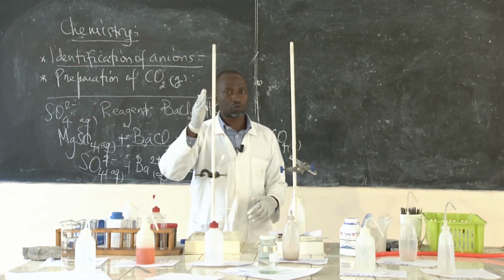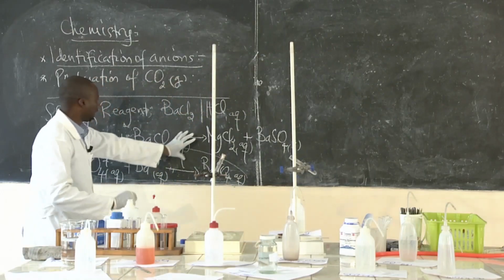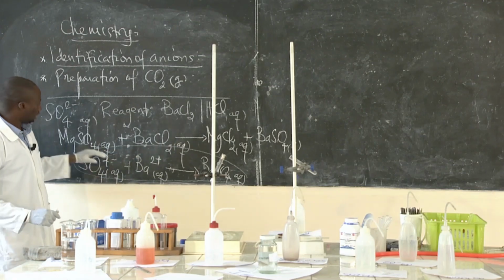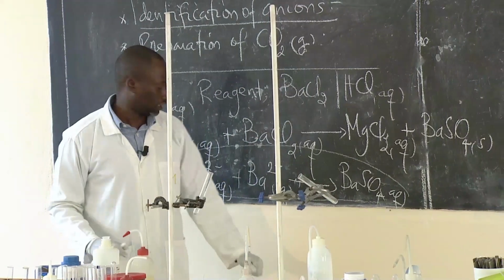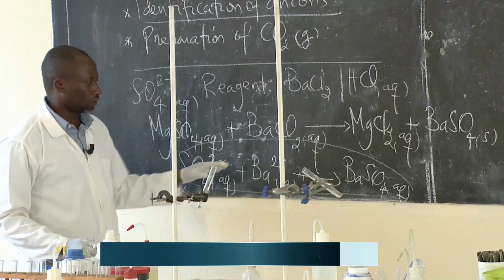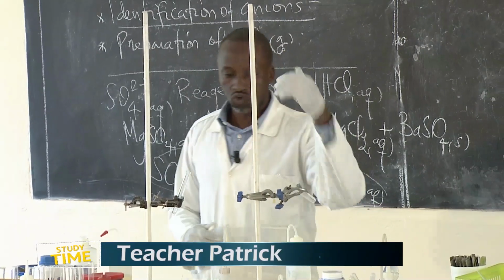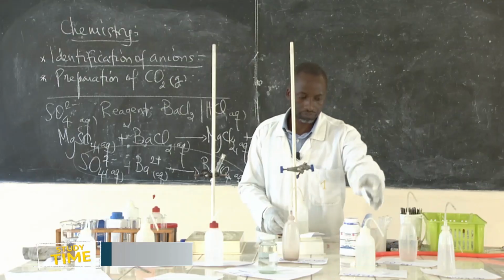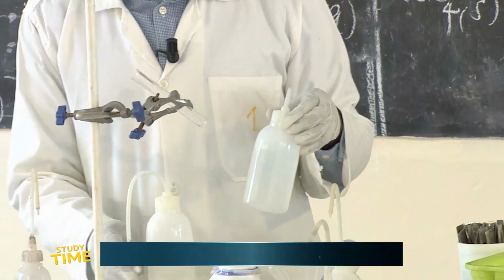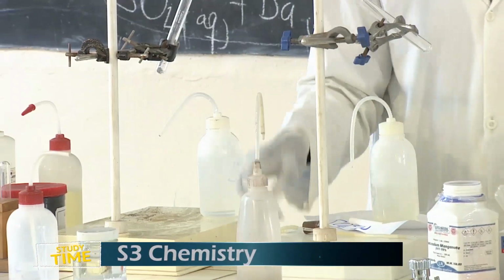I said I'll have to mention why we added hydrochloric acid. We added hydrochloric acid, but it doesn't appear here. So one may ask, why did we have to add hydrochloric acid? And yet this is what was reacting: the barium ions from barium chloride and the sulfate ions coming from this solution of the sulfate ions. So let's try the sulfite ions as well. We have finished the sulfate, so we go to sulfite ions.